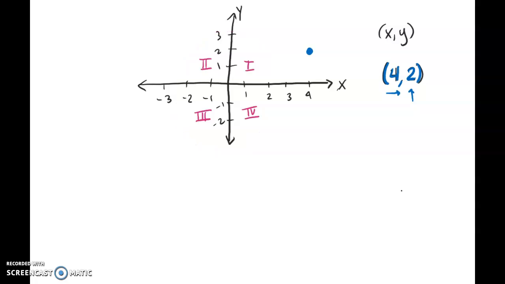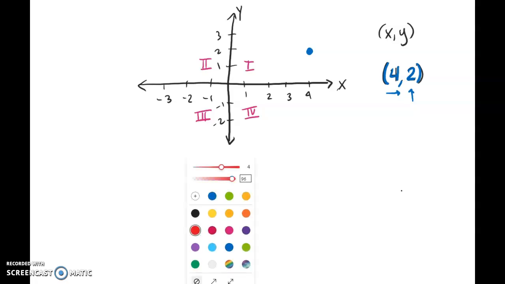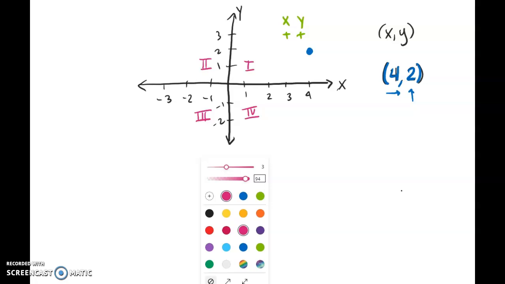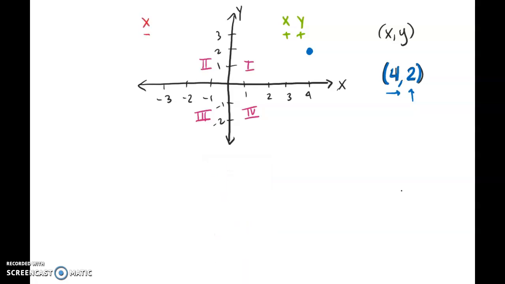In order for your ordered pair to land in quadrant 1, both the x and the y values are going to be positive numbers. In order for your ordered pair to land in quadrant 2, your x value would be negative and your y value would be positive. In order for your coordinate to land in quadrant 3, both the x and the y values would be negative. And in order for your coordinate to land in quadrant 4, your x value would be positive and your y value would be negative.